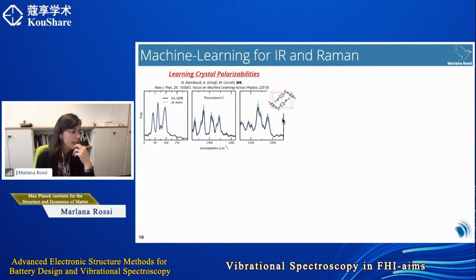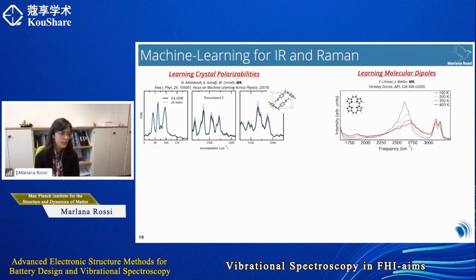So we show that we can learn polarizability tensors for crystals from FHI Ames, and then this again the Raman spectra for paracetamol. In blue is what would be the full ab initio calculation, and in black is our predicted spectrum from this learned polarizability. So that's very good. We showed we can also learn the infrared spectrum by learning the dipoles on the first hand. And then we could look at the temperature dependence, again, of the IR spectrum of the same molecule I showed in the slide before.